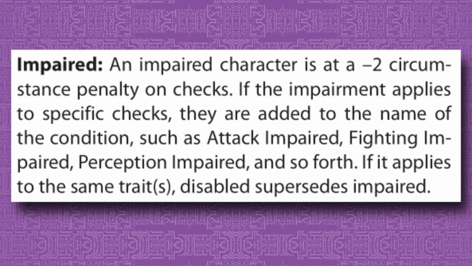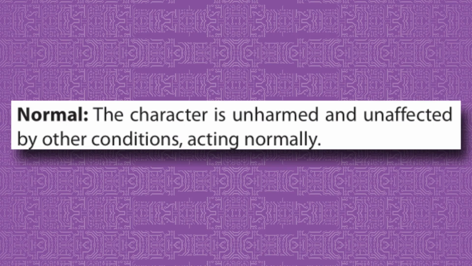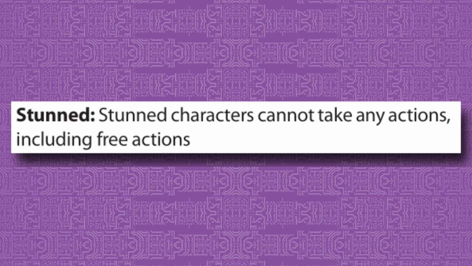Impaired. An impaired character is at a -2 circumstance penalty on all checks. If the impairment applies to specific checks, they are added to the name of the condition, such as attack impaired, fighting impaired, perception impaired, and so forth. If it applies to the same traits, disabled supersedes impaired. Normal. The character is unharmed and unaffected by other conditions. They're acting normally. Stunned. Stunned characters cannot take any actions, including free actions.